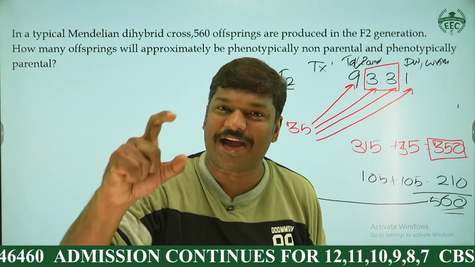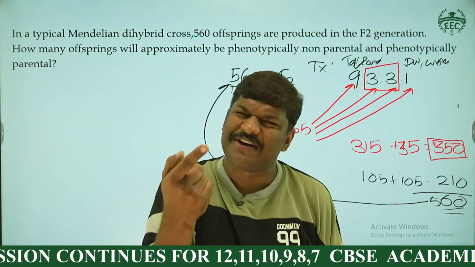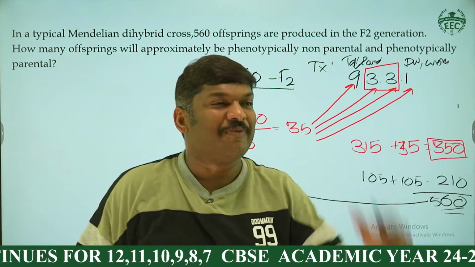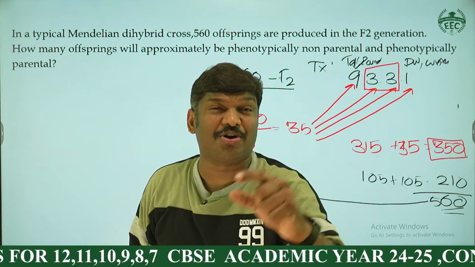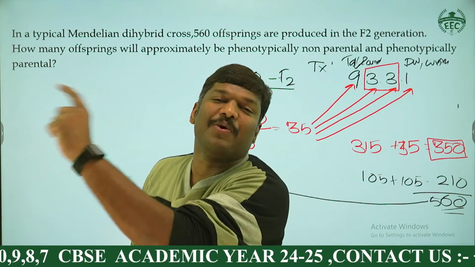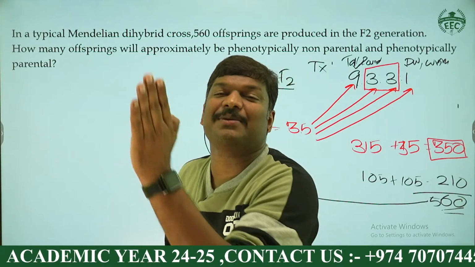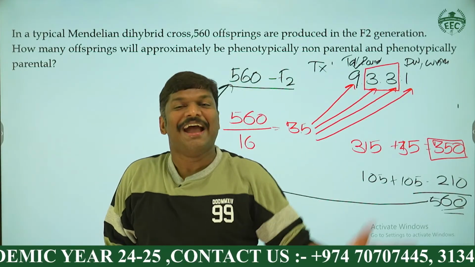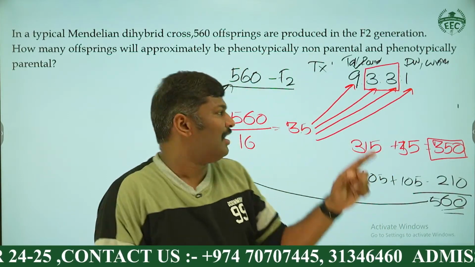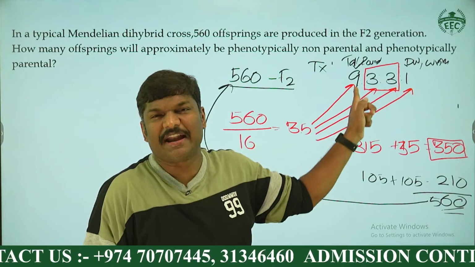How can you solve the question? If it is a monohybrid cross, divide by 4 and multiply by the ratio. So in a monohybrid cross, the number is divided by 4 into the 3:1 ratio. If they ask about tall, it is 3. If they ask about dwarf, 1. And if it is a dihybrid cross, you have to divide the number by 16 and multiply with the ratio. What is the ratio?